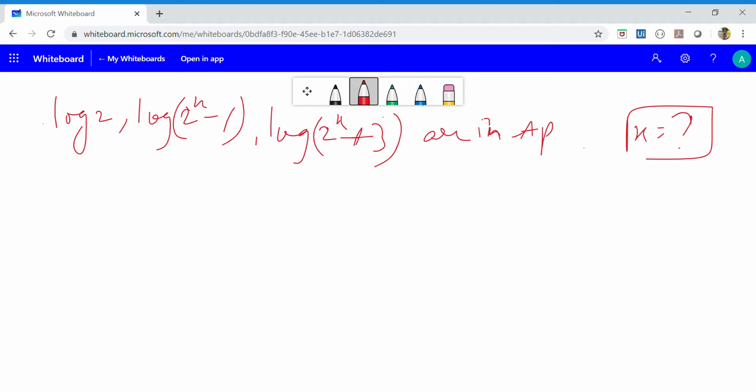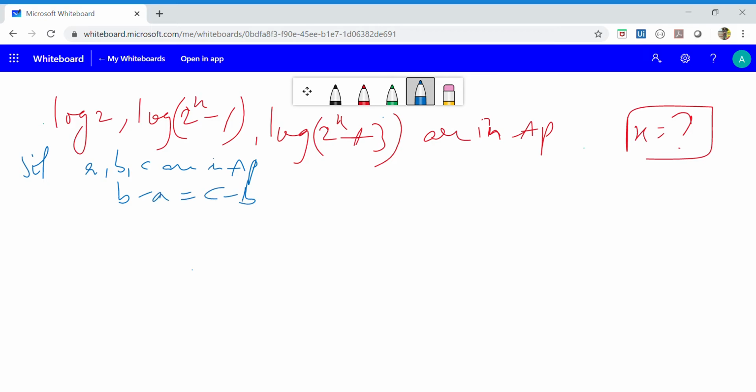Already they said that they are in AP. So if A, B, C are in AP, what you will get? Solution. Then A2 minus A1 is equal to A3 minus A2. So B minus A is equal to C minus B you will get.